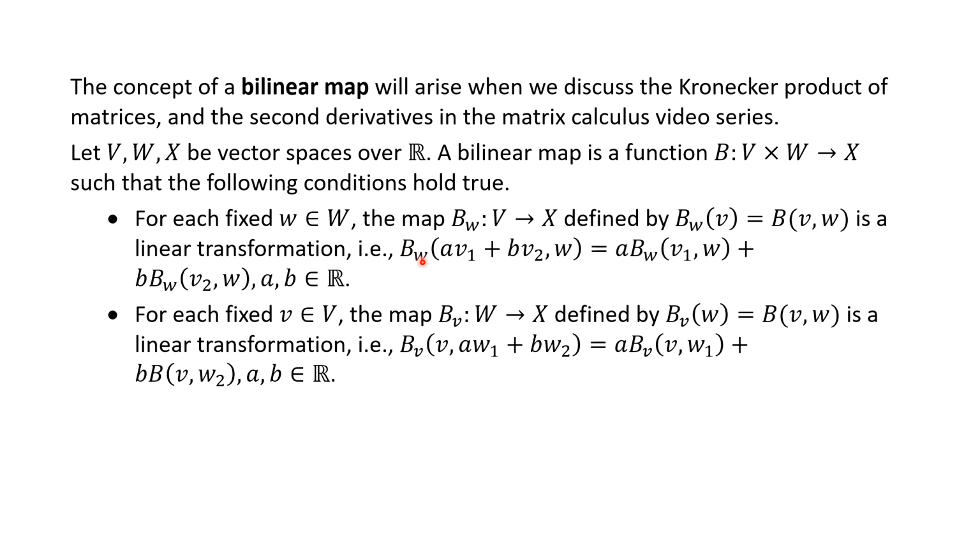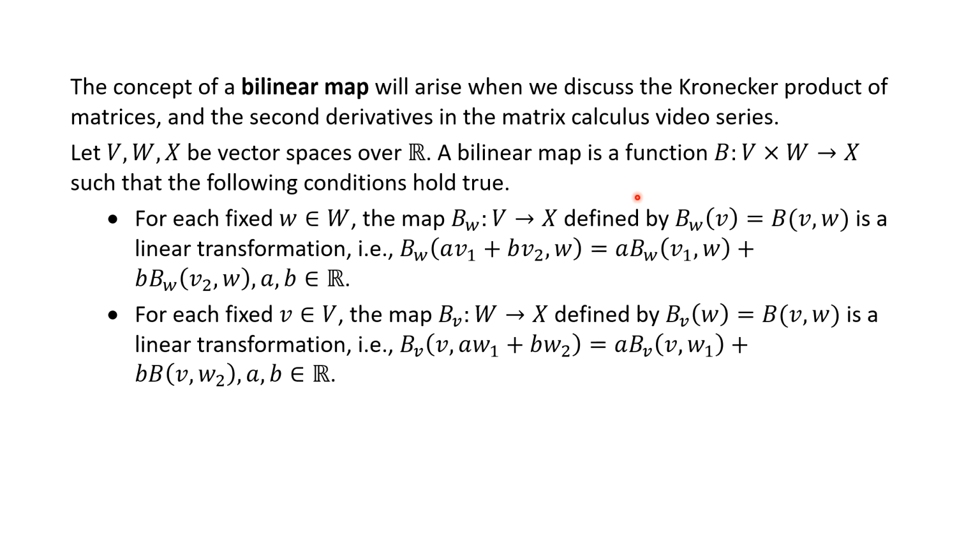In other words, B sub W of A V sub 1 plus B V sub 2 comma W can be written out in this form here. So you notice the linearity is just over the V variable, and then you could just flip that and fix a V and have a mapping of W to X, and then that has to have the linearity property. So you have a linear combination here in the second argument, and then it divides up this way here. Okay, so that's a bilinear map.